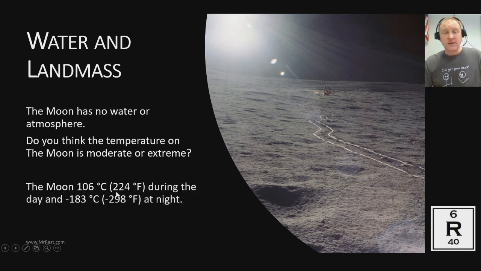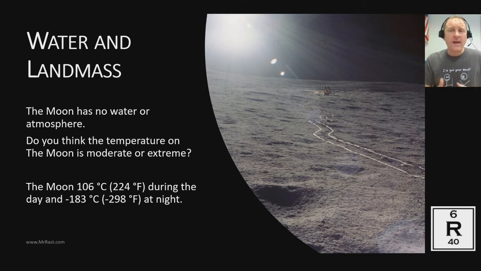The moon gets up to 224 degrees Fahrenheit during the day. Oh, that's like a cold oven. I mean, we cook things a little bit hotter, but that's ridiculously not for life to be living on there. And at night, it drops to negative 298 degrees Fahrenheit. Wow, that's almost negative 300 degrees Fahrenheit. So it's shifting back and forth between day and night, almost 500 degrees Fahrenheit, which is extremely extreme changes here.